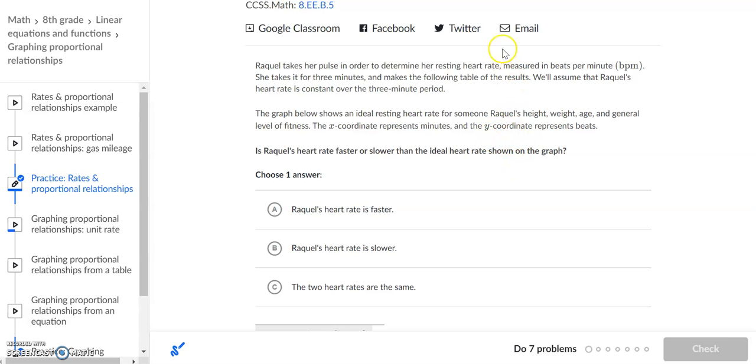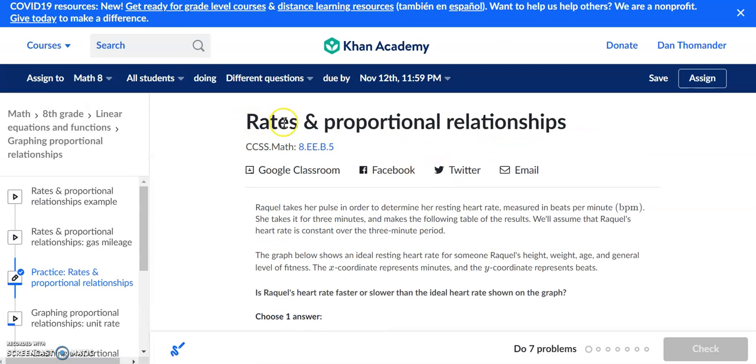Okay, hi guys. I'm going to try to take you through this rates and proportional relationships. This is the first link that you're going to have to work on.